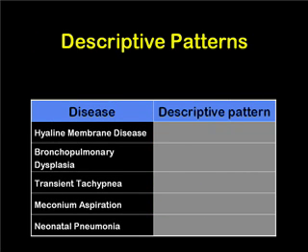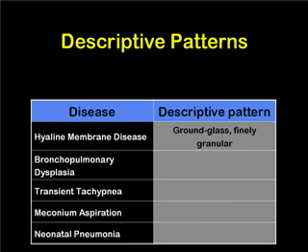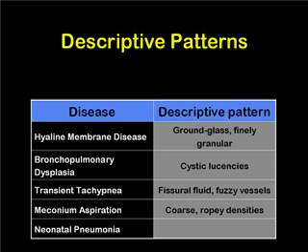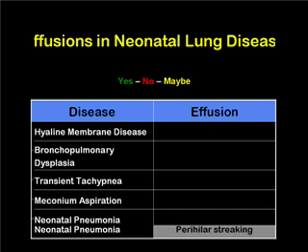If we look at the descriptive patterns, hyaline membrane disease is usually described as ground glass or finely granular. Bronchopulmonary dysplasia has cystic lucency separated by areas of fibrosis or atelectasis. Transient tachypnea has fluid in the fissures and indistinct vessels. Meconium aspiration has coarse, ropey densities, and neonatal pneumonia has perihilar, streaky densities.